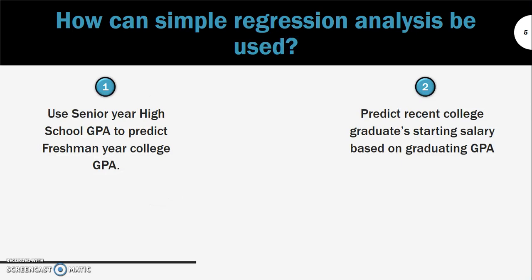So how can we use a simple regression in education? Some things that we can measure: we can take a look at senior high school students. We can take a look at their GPA, and we can use their senior level GPA to predict what their freshman level GPA in college will be. And then we can also take a look at recent college graduates, and we can predict their starting salary for their first job based on their graduating GPA.